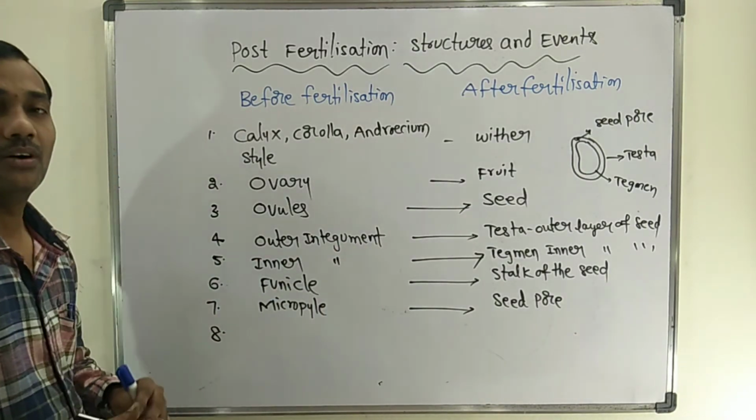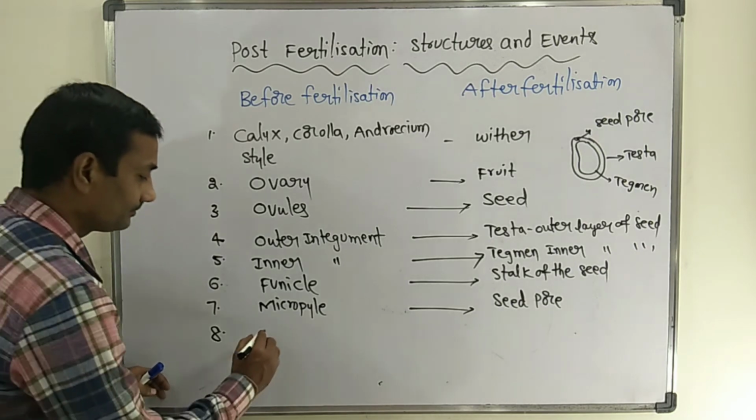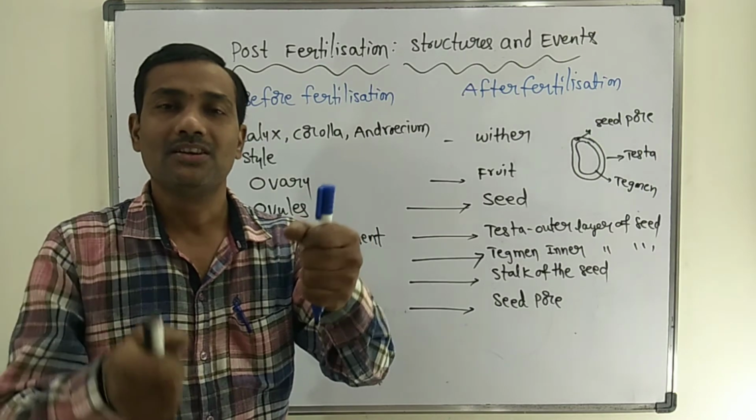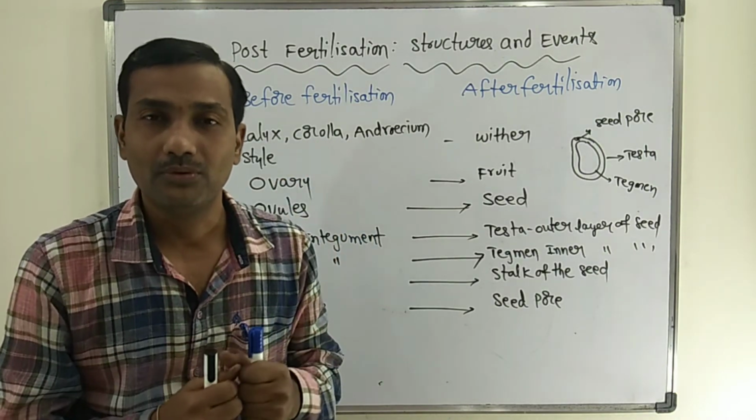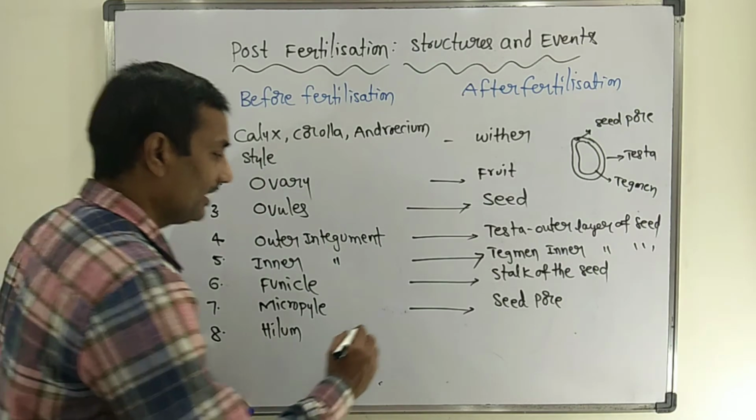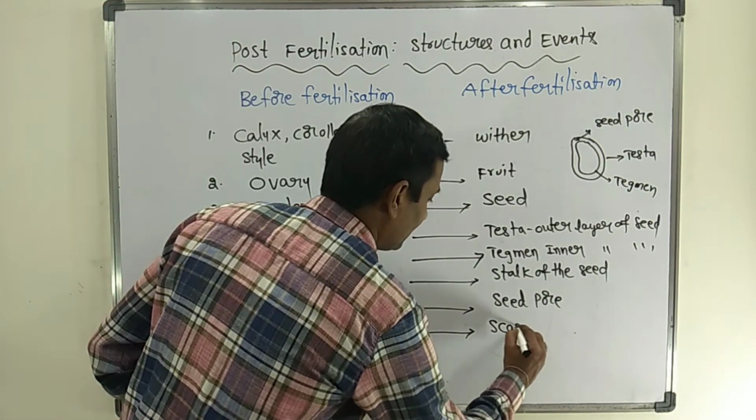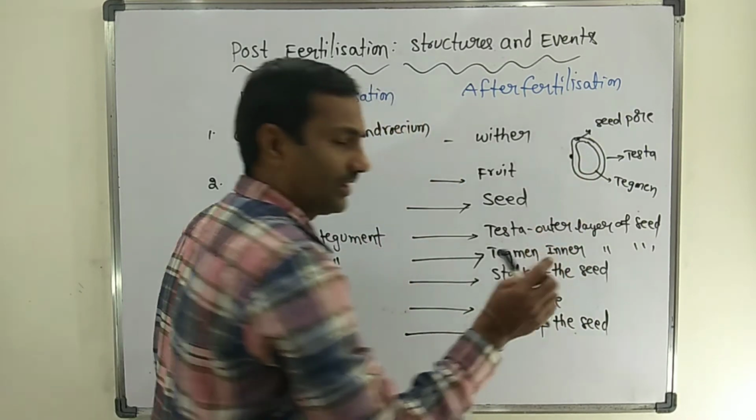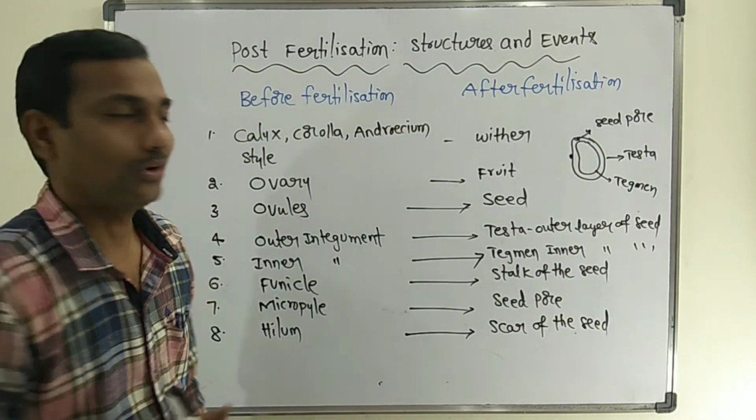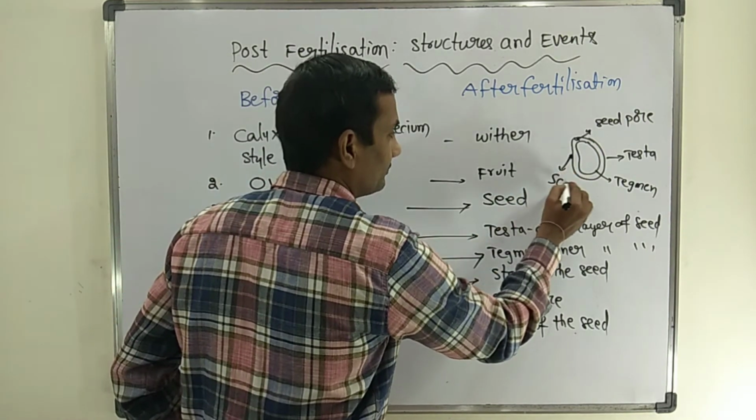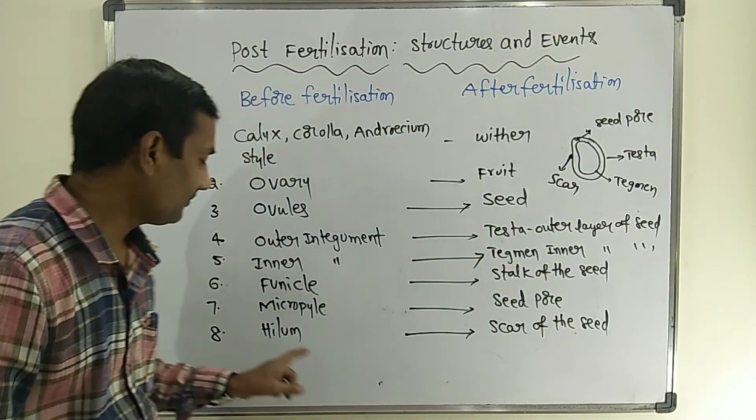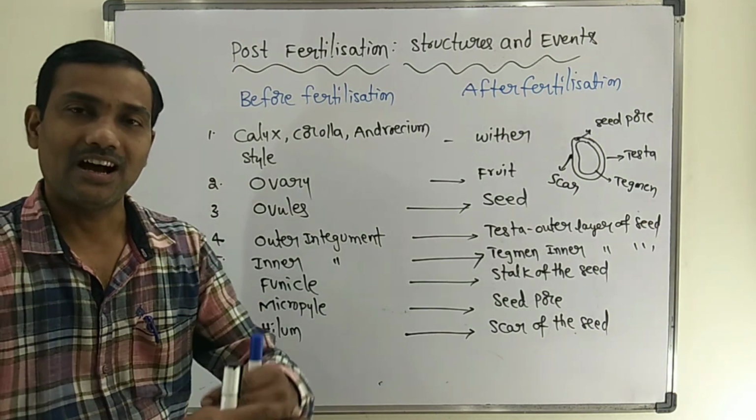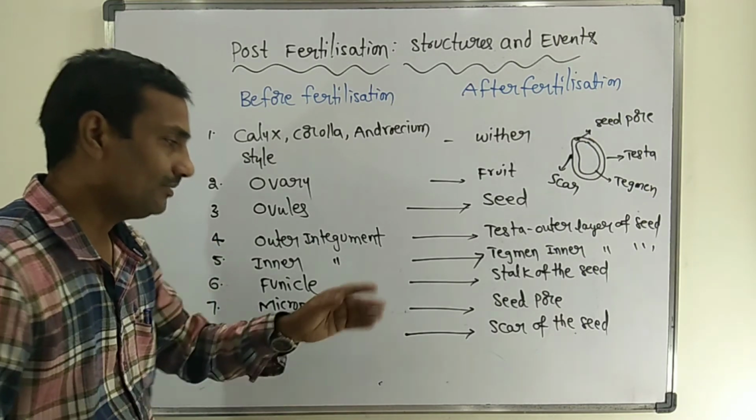Next, the ovules have a hilum. The location where the funicle fuses with the body of the ovule is the hilum. That hilum modifies into the scar of the seed. So seeds have a small dot-like structure, which you call the scar of the seed. How is that scar formed? Because of the hilum. The hilum exists only in the ovule, whereas after fertilization, that hilum modifies into the scar of the seed.